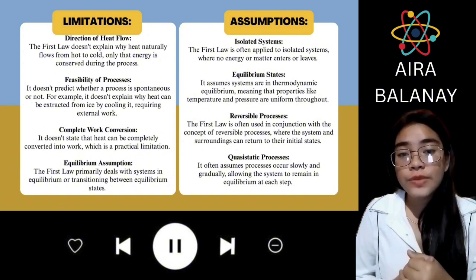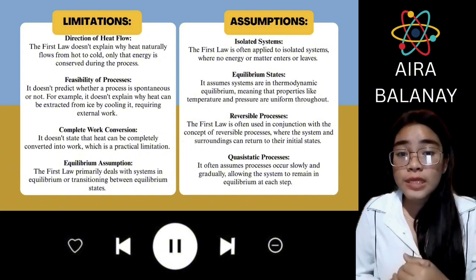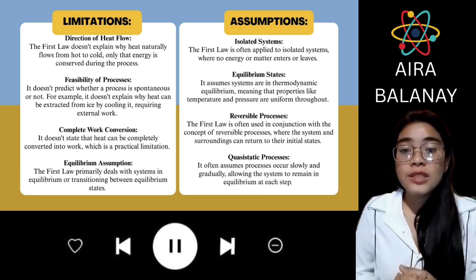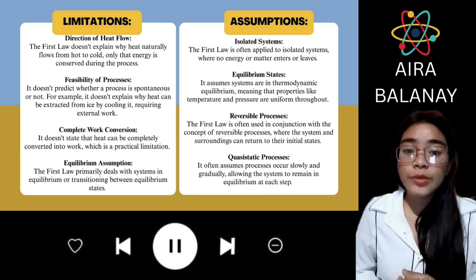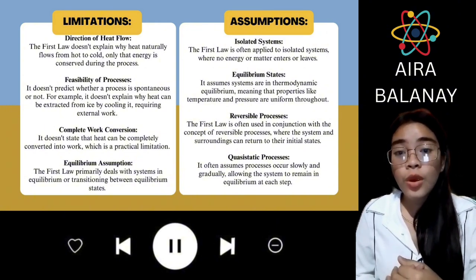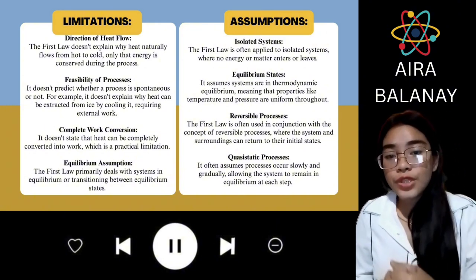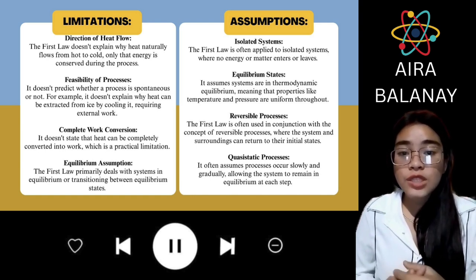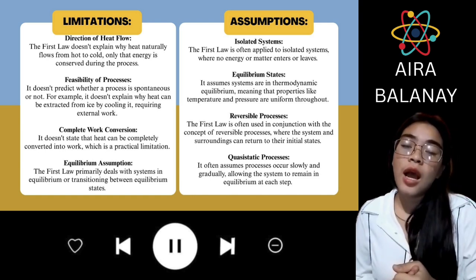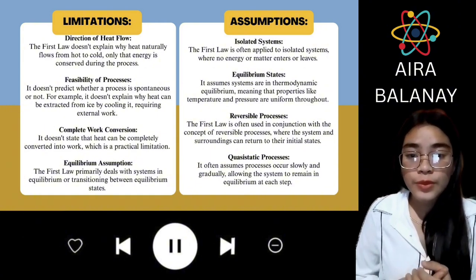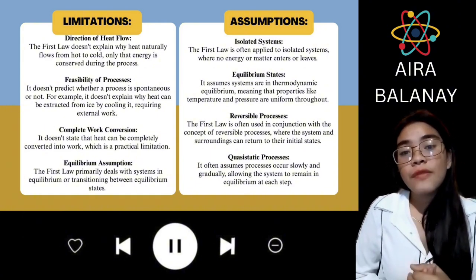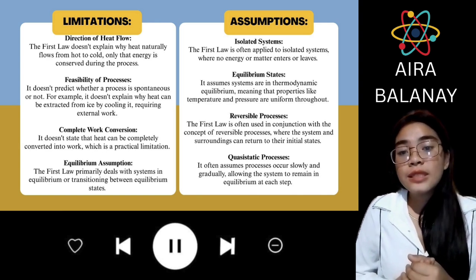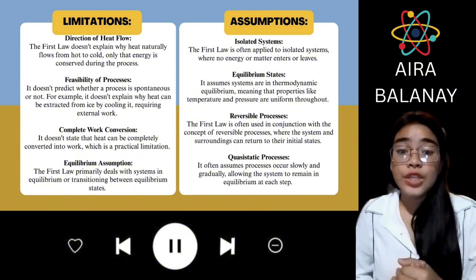So it assumes the system is in thermodynamic equilibrium, meaning that the properties like temperature and pressure are uniform throughout. So the system is in thermodynamic equilibrium when all properties like temperature and pressure remain uniform without spontaneous changes. The third one is the reversible state. So the first law is often used in conjunction with the concept of reversible process, where the system and surroundings can be returned to their initial state.